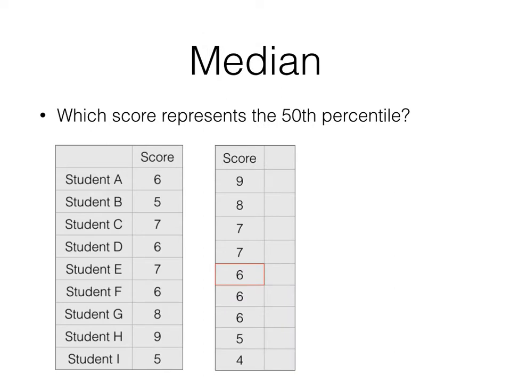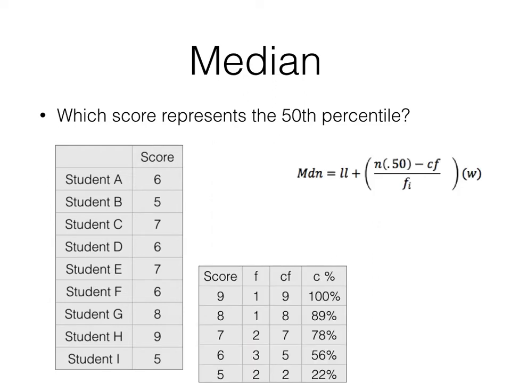For the median, we're really asking which score represents the 50th percentile or halfway. So if you've got a small number of scores or observations, you can simply line them up from lowest to largest and then count off from the top and the bottom until you come to a middle point. In this case, if we arrange all the numbers from the highest down to the lowest and we go to the midway point, that's 6, which is the 50th percentile.